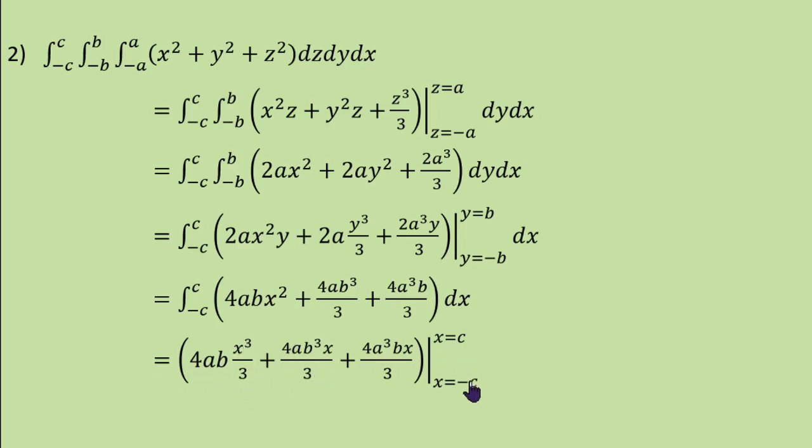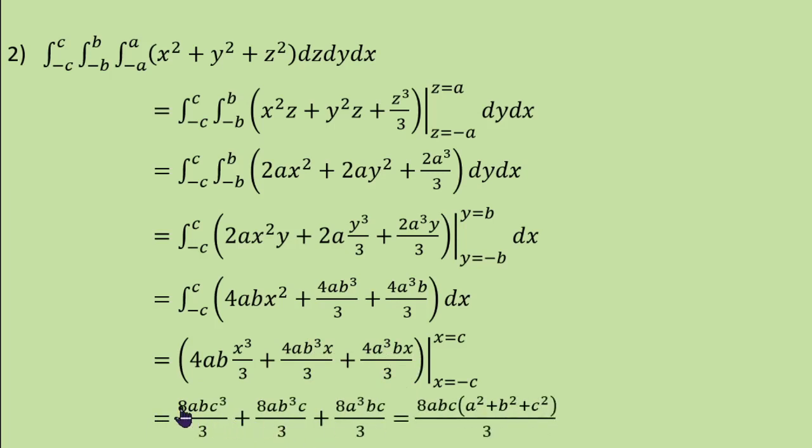Here x is c minus minus c, 2c, and 8ab cube c by 3, and similarly here 8a cube bc by 3. Here 8abc by 3 is common in all these three. By taking 8abc by 3 outside, in the last term a square remains, here b square and c square. Therefore it is 8abc into a square plus b square plus c square divided by 3. So this is the required answer for this triple integral.